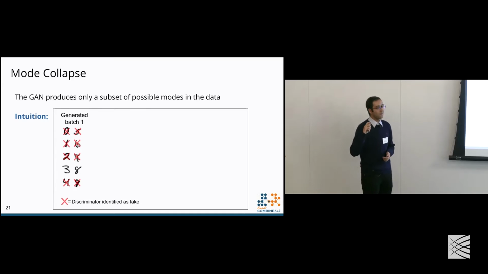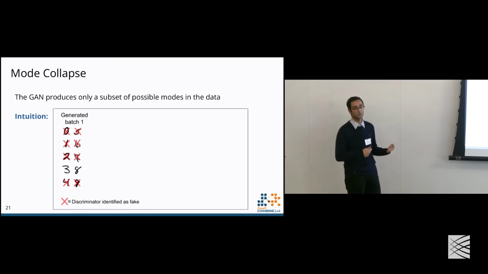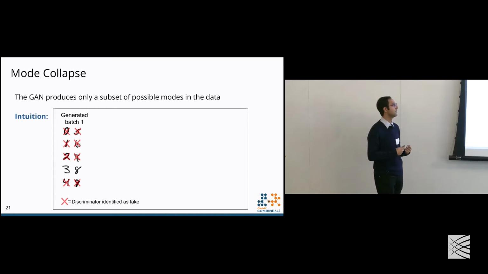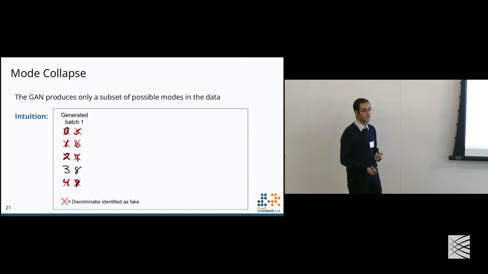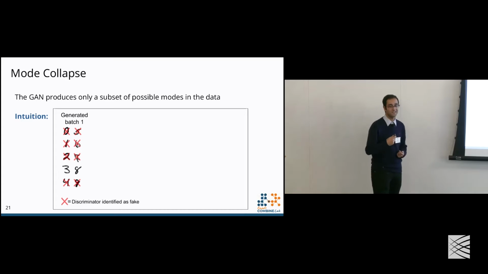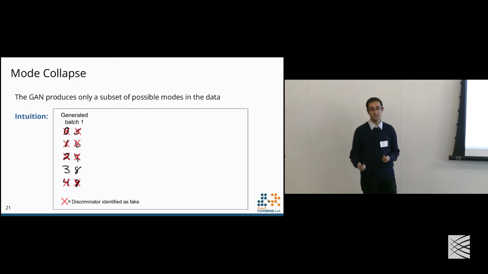But anyone who's worked with GANs will tell you that they're really hard to train, especially if you try to follow this vanilla formulation which we just introduced. A very common issue of non-convergence is what we call mode collapse. Mode collapse happens when the generator generates only a subset of the data set. So in this case, we have handwritten digits from MNIST. The generator generates a batch and it is able to generate from all the digits.